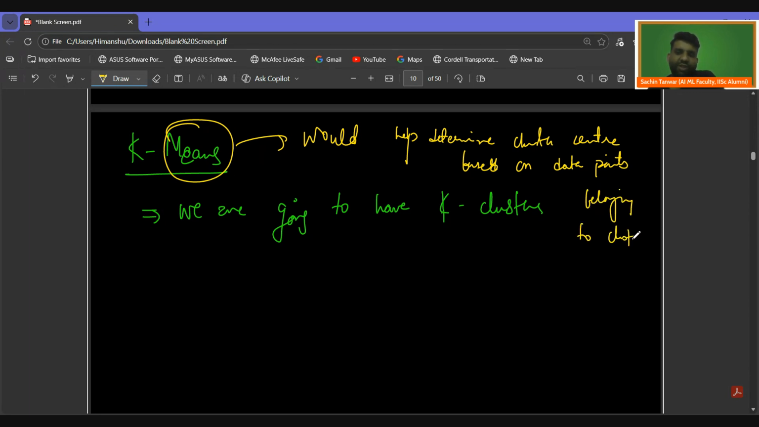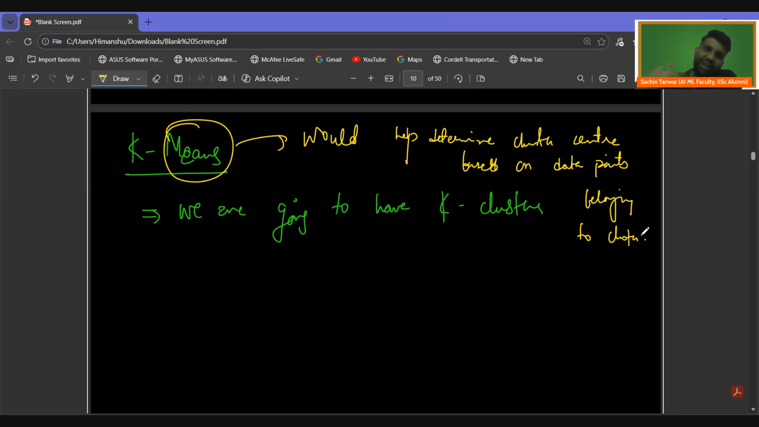There is also a sister algorithm, not k-means, which is k-medoids. In this also, k clusters are found, but to find the cluster center we use the median. Rather than finding the mean of all the data points belonging to that cluster, we use the median of all the data points to decide the cluster center. So I hope the idea is clear.